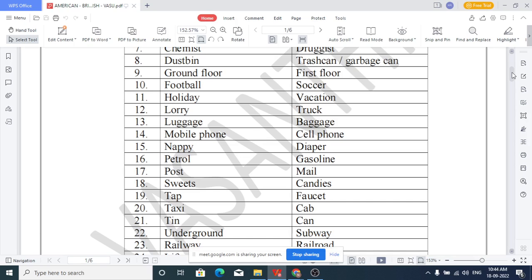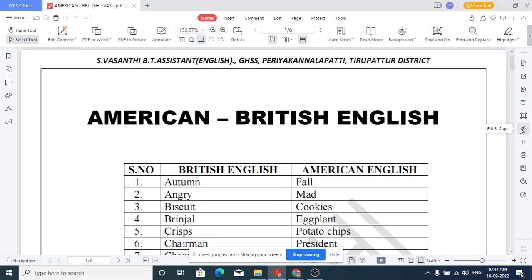Post office, in America it's called mail. Sweets, we call it sweets, they call it candies. Tap is called faucet. Taxi is called cab there. Tin, that is Pepsi tin, we call Pepsi can. Underground, subway. Railway, railroad. So quickly, can you read these things, Santana?